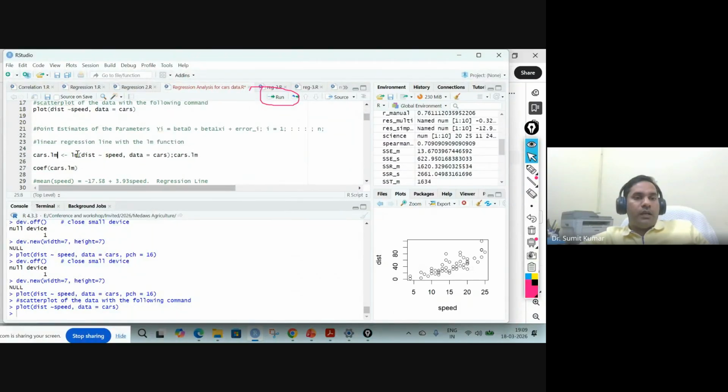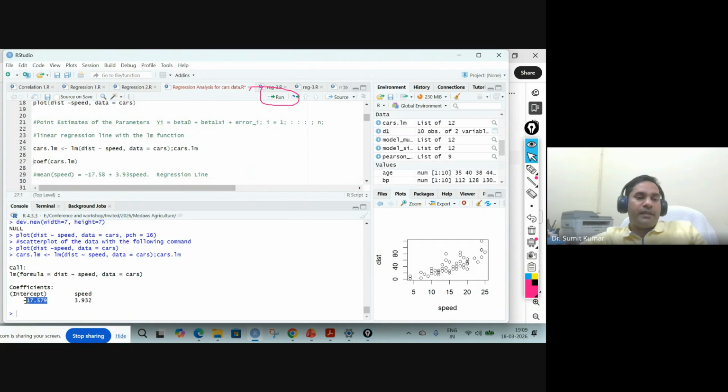So this is for the cars, the speed data. Distance is the dependent variable, the speed will be the independent variable, and you have to mention the data, that is cars. Okay, just run the model here. It will provide you the intercept and slope. This is beta naught and this is beta 1. These are the coefficients.